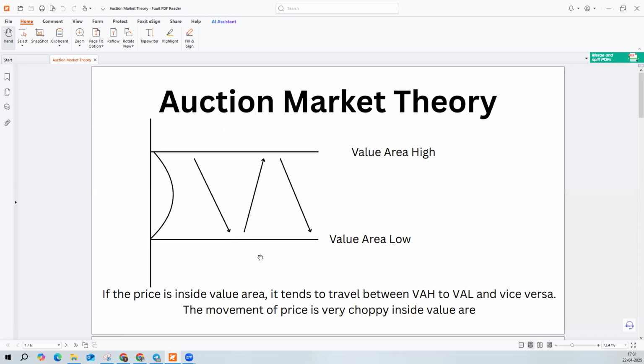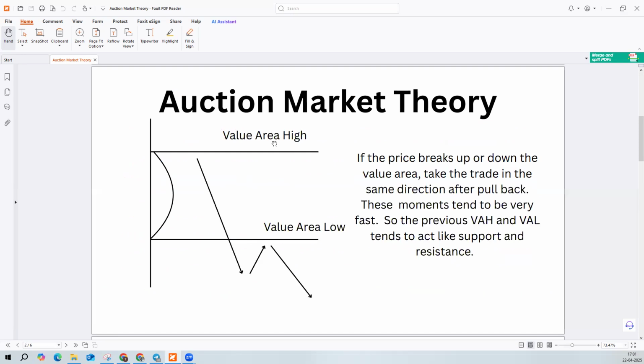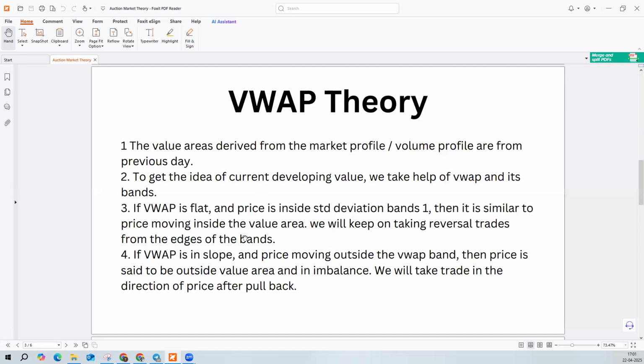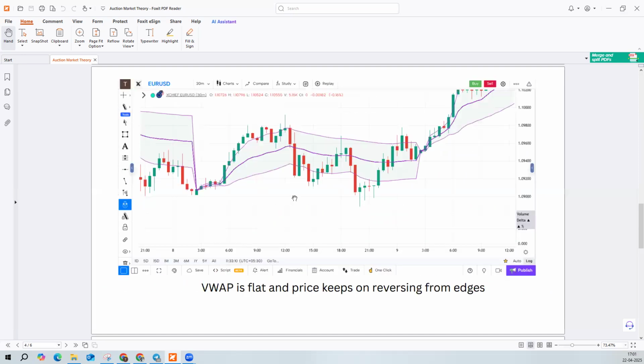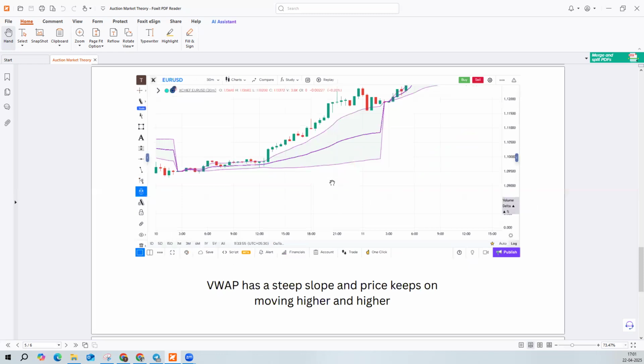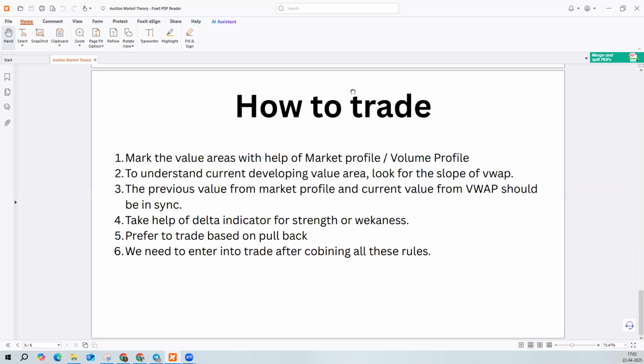So if VWAP is flat, then it is the first case, and if the VWAP is in slope, then it is the second case. I'll show you how. Now if you see here, the VWAP is flat. Now we can keep on taking trades from standard deviation +1 to -1, then again to +1, then to -1, because here VWAP is flat. But if you see here, VWAP is in a proper slope. So then we have to take the trade once it has given some pullback, and we can enter the trade in the same direction. So that is VWAP.